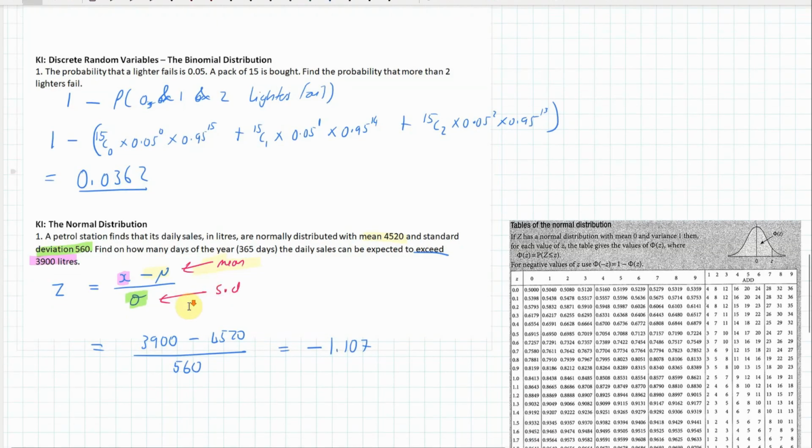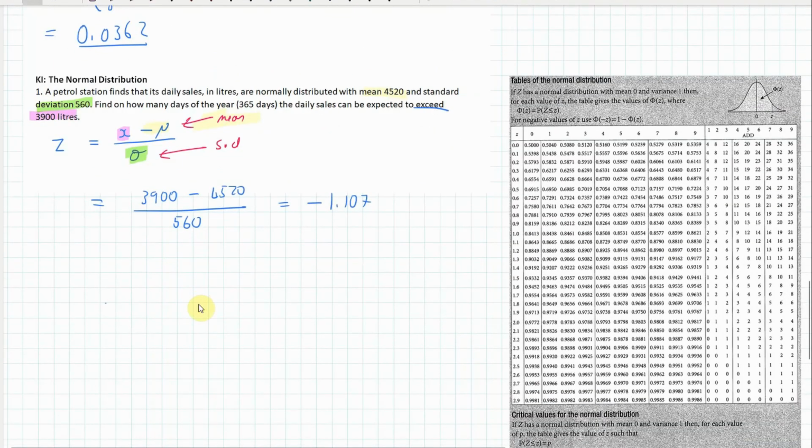Now at this point I will probably just sketch for you what's going on. So here's our standard normal distribution. This is our mean. And we know that the mean is higher than the X value that we started with here of 3,900. So 3,900 is over here. And we want the probability that it exceeds this, okay?